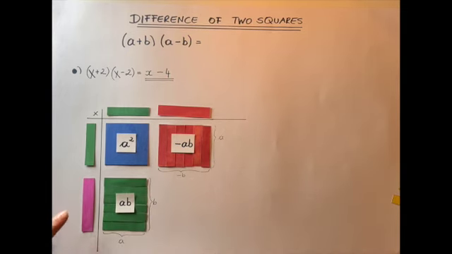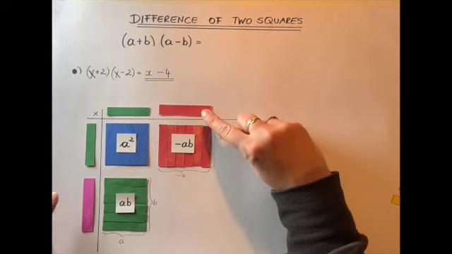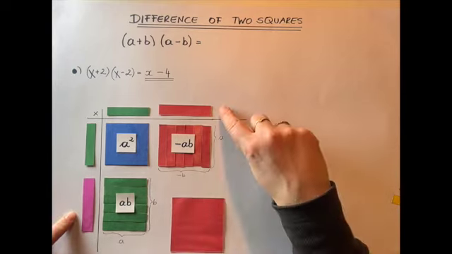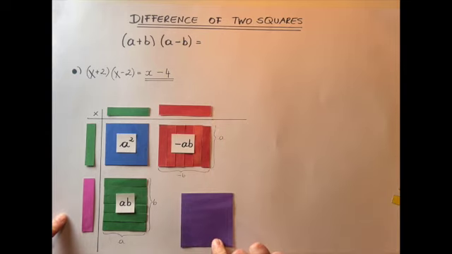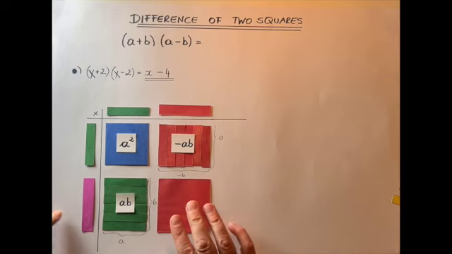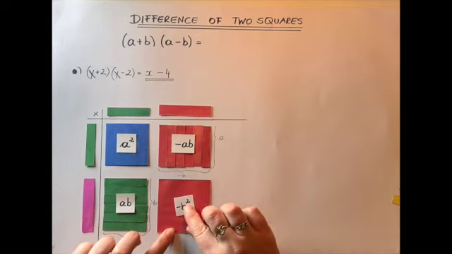And finally, we have here B times negative B. So B times B gives us B squared. But because it's positive times negative, I am going to flip this b squared over to its negative side to get negative b squared.